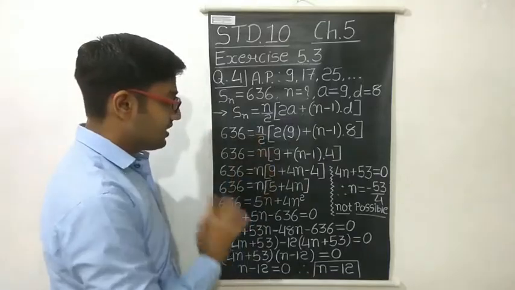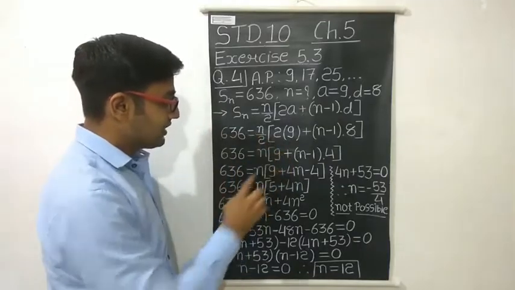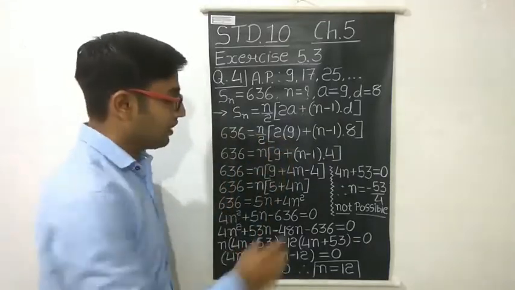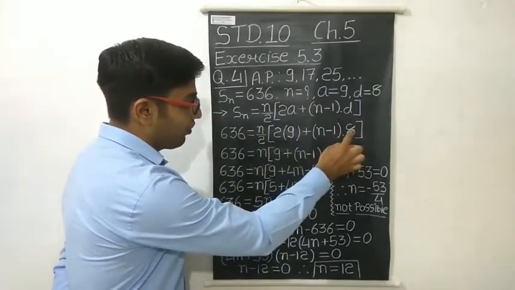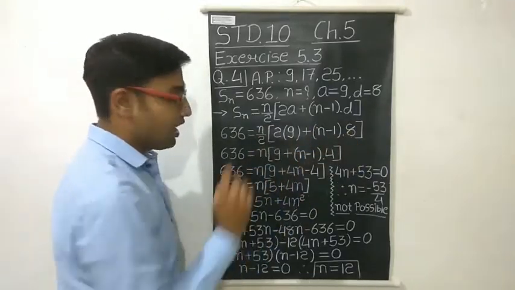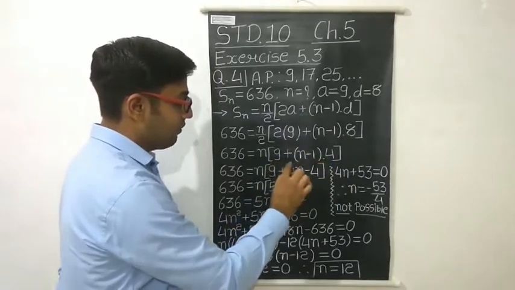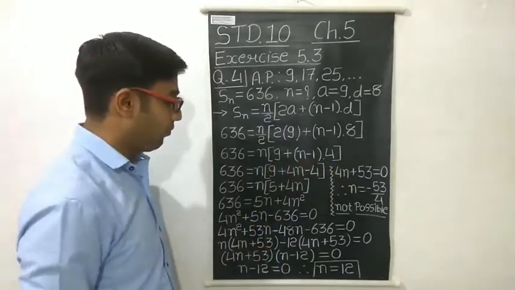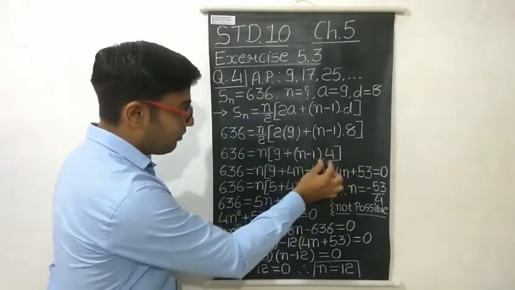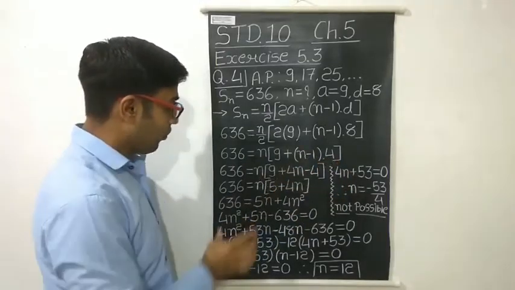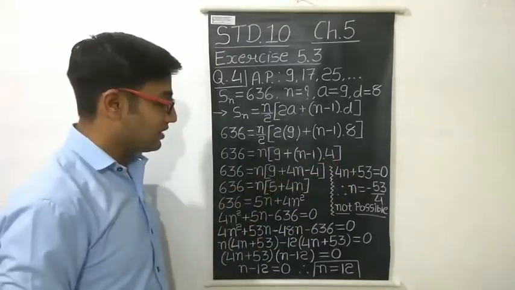So n will remain as it is. Here 2 and 2 will cancel out, only 9 will remain, and here 4 will remain because 2 fours are 8. So here in the bracket we have 9 plus n minus 1 into 4. Now multiply this 4, we will get 4n minus 4. All other terms remain as they are.